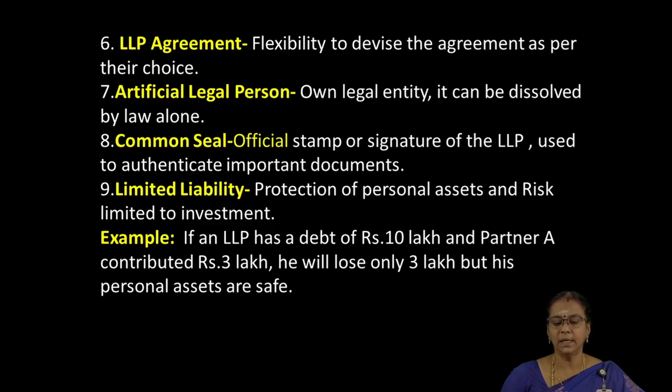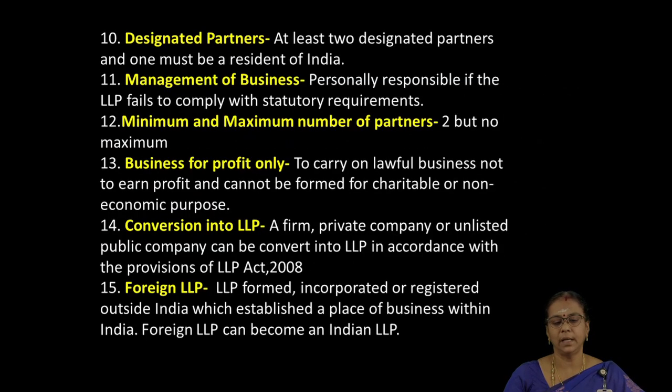And the next one, limited liability: protection of personal assets and risk limited to investment. If an LLP has a debt of rupees 10 lakh and a partner A contributed rupees 3 lakh to the business, he will lose only 3 lakh but his personal assets are safe. So up to 3 lakh only he is liable. That is called limited liability. And the next one is designated partners. In LLP, there must be at least 2 designated partners, and among the 2, one must be a resident of India. That is, in that particular financial year, he should reside in India not less than 120 days. So, among the 2 partners, one partner should be a resident of India.